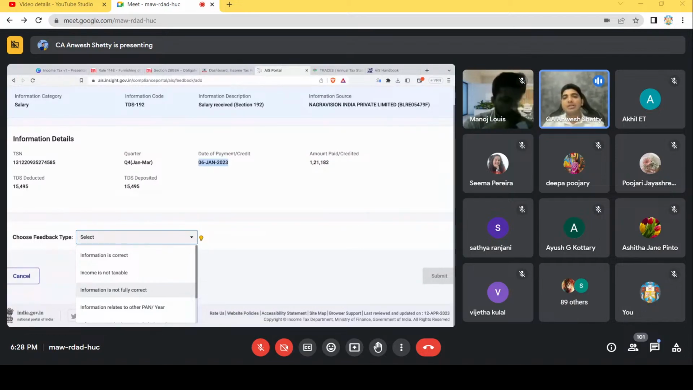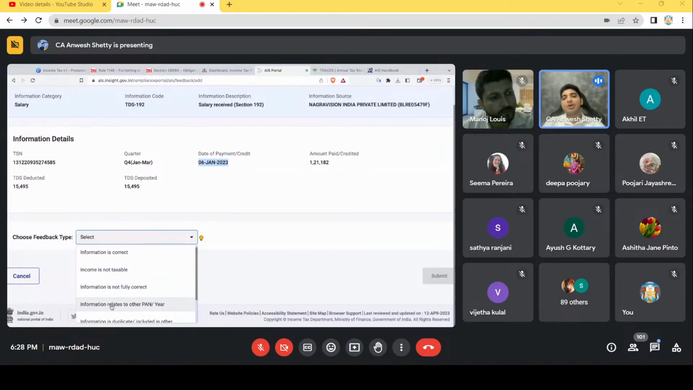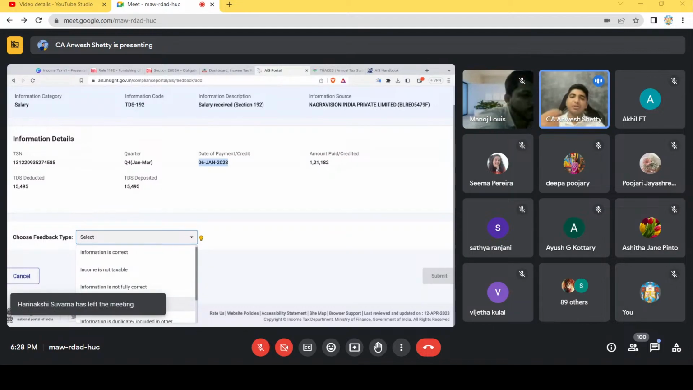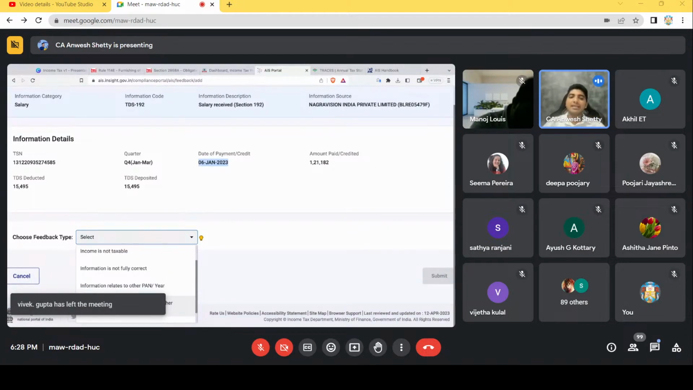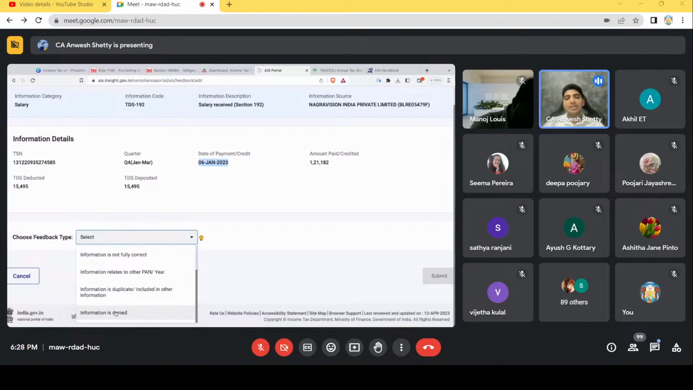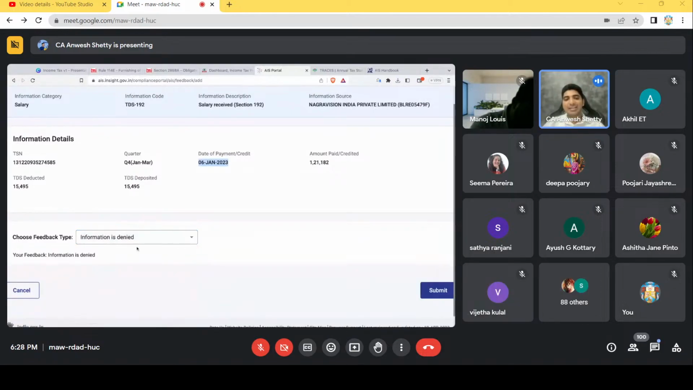Okay, it could be that the date of payment is not 6th of January, it was 8th of January, it could be anything. I may say it is not fully correct, or information relates to other PAN or other year. I may have two different sister entities, so this is not pertaining to this sister entity, but another sister entity, or it is relevant to the previous year. Or I may say this information is duplicate, if it has come multiple times. Or if I don't want to agree, I may say that information is denied.